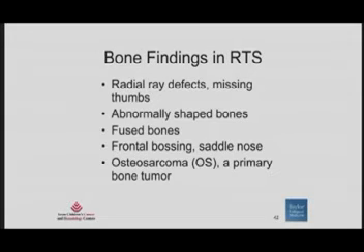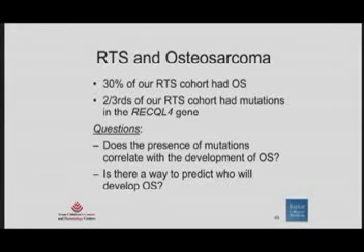The bone findings in RTS include, as mentioned previously, radial ray defects and missing thumbs, abnormally shaped bones, fused bones, frontal bossing, saddle nose, and bone cancer or osteosarcoma. In terms of osteosarcoma, we found that 30% of our initial clinical cohort had this type of bone tumor. 2/3 of our RTS patients had mutations in the RECQL4 gene. So the question that we had was, does the presence of mutations in RECQL4 correlate with the development of osteosarcoma? And is there any way to predict who will develop osteosarcoma?